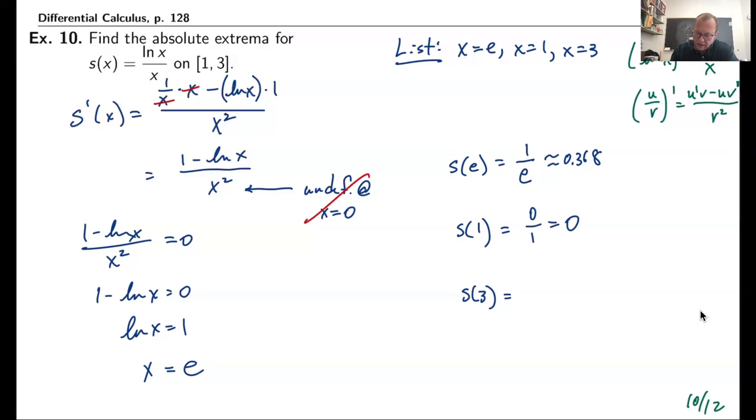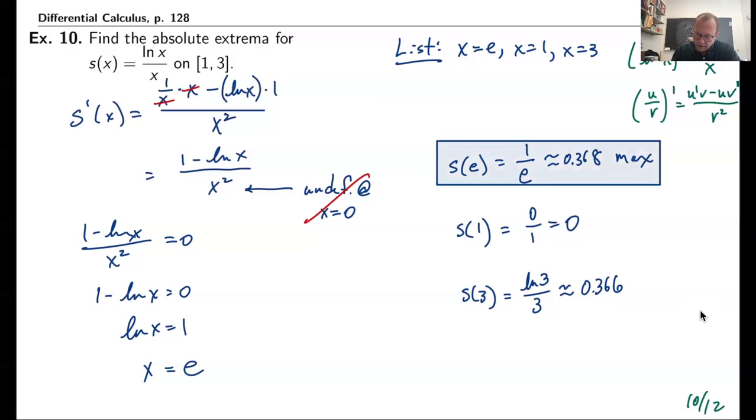And when you plug in log 3 divided by 3, I don't know what that will be, so I will ask my calculator, and it says that that is about 0.366. Oh man, look at that. This one turns out to be the max, but it's super close, right? And then this one turns out to be the minimum. And that's what we're looking for, all right? Cool.